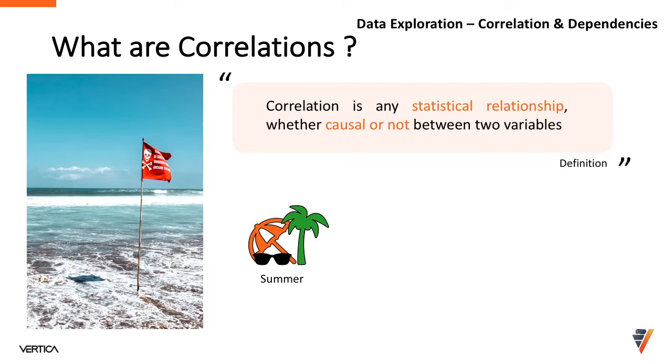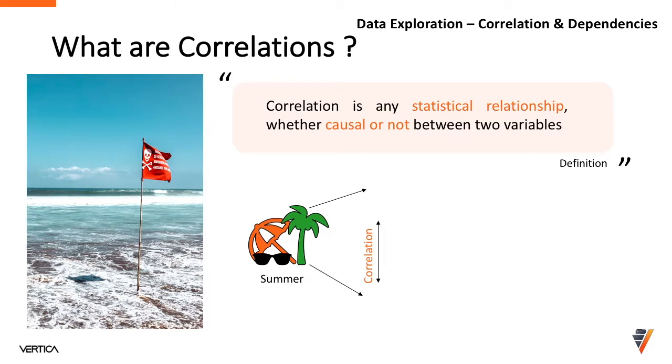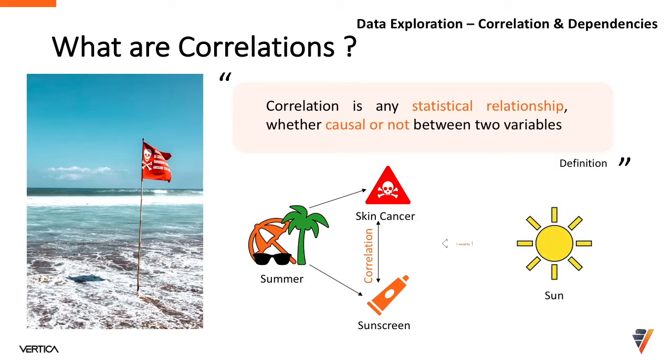For example, during summer, there is more skin cancer, and there are more sunscreen sales. We can then find a high correlation between skin cancer and sunscreens. A naive assumption is that sunscreens are increasing the number of skin cancers, whereas it is the opposite. The real reason for the increase in skin cancer is that during summer there is more sun exposure. Sun is then the cause of a disease.